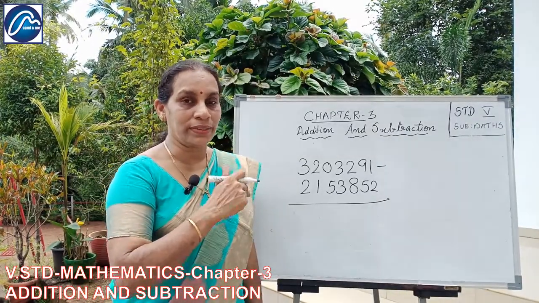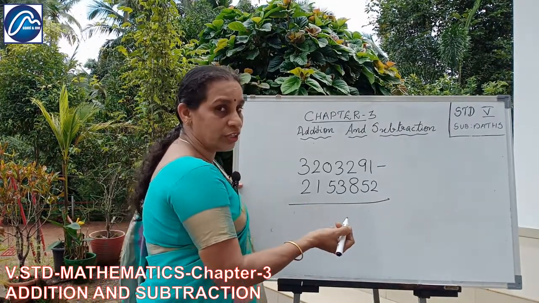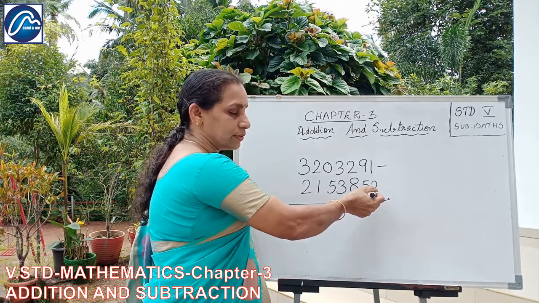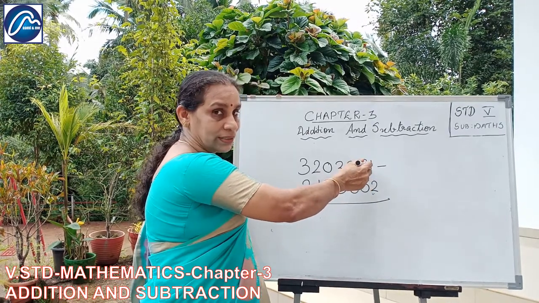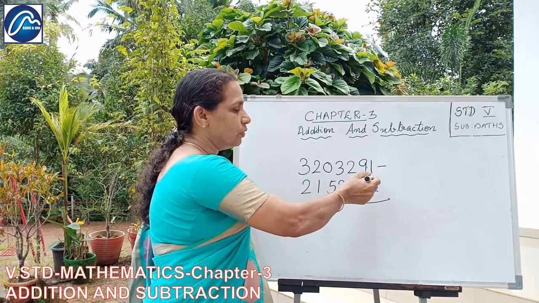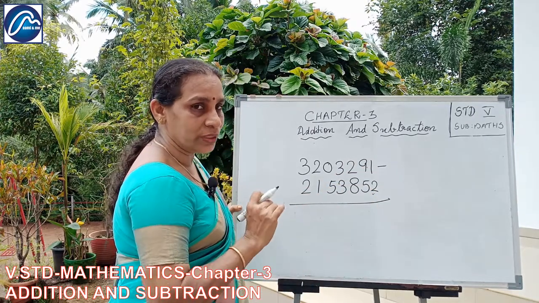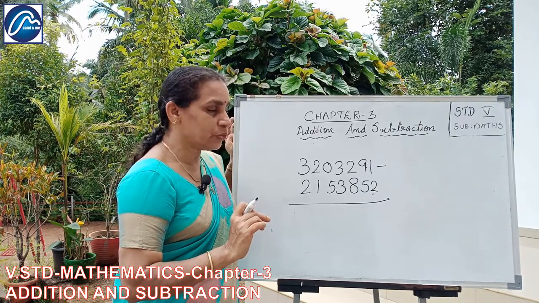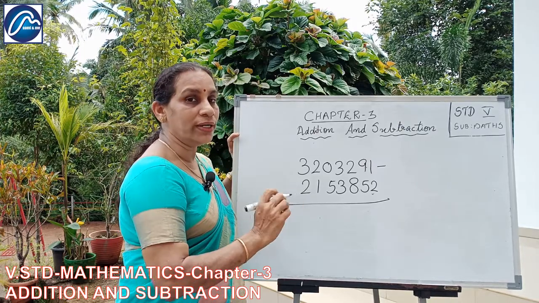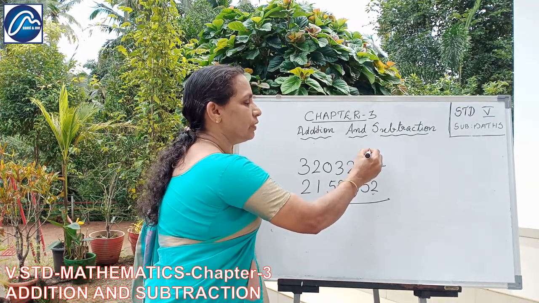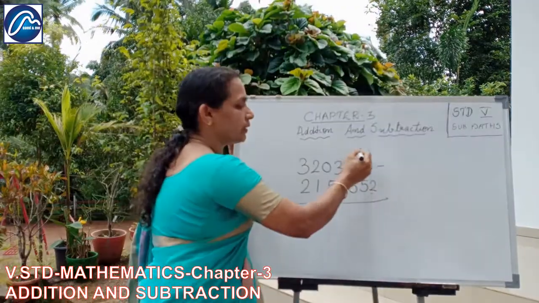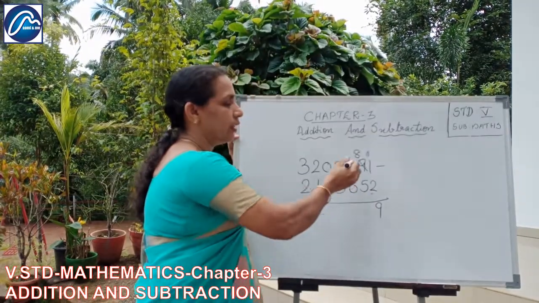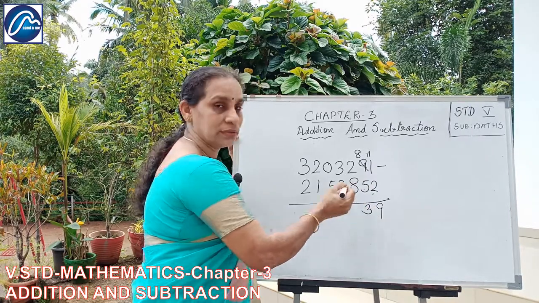Okay, let us subtract this number. How will you subtract? When you are subtracting, you have to subtract this number from this number, not like addition. So, can you subtract 2 from 1? No, you could not subtract 2 from 1. So, what will we do? We will borrow 1 ten from the next place. So it will become 11 and it will become 8. 11 minus 2 is 9. And 8 minus 5 is 3.